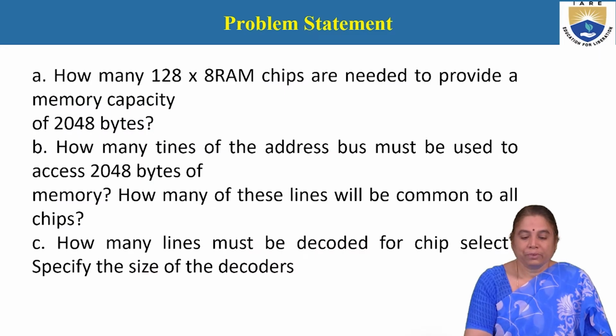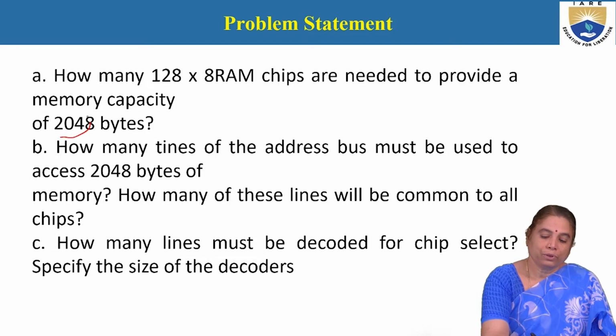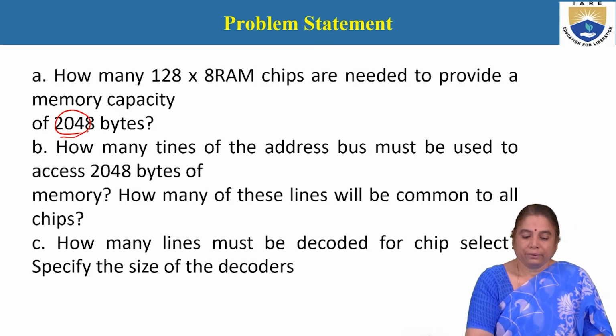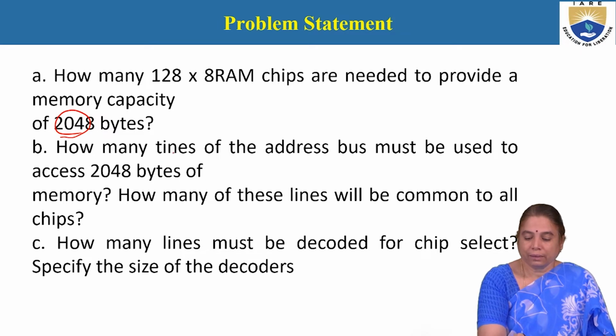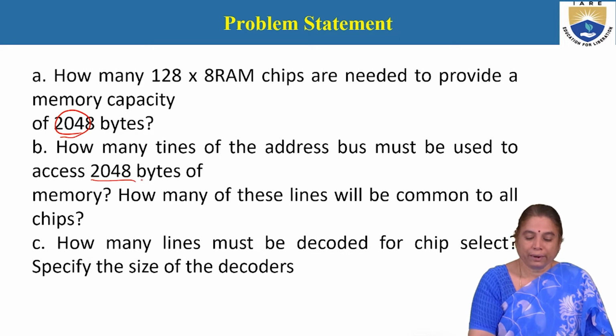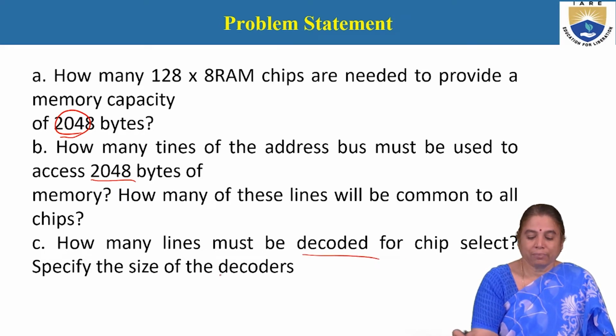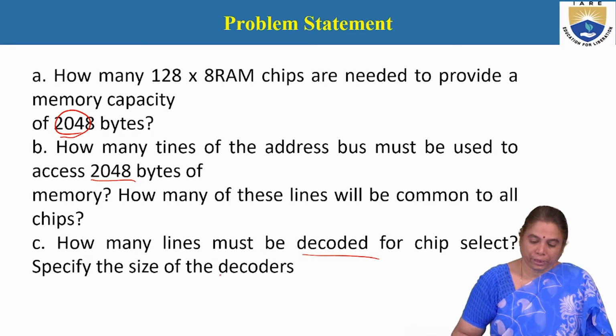The first problem statement is: how many 128 by 8 RAM chips are needed to provide a memory capacity of 2048 bytes? How many lines of the address bus must be used to access this 2048 bytes of memory? How many of these lines will be common to all chips? How many lines must be decoded for the chip select? Specify the size of the decoder.